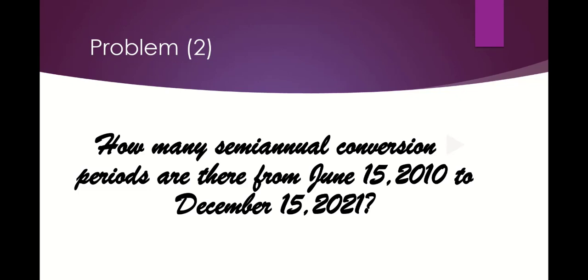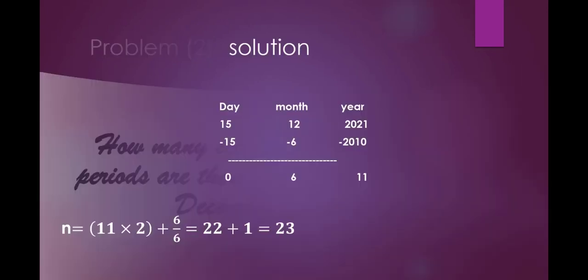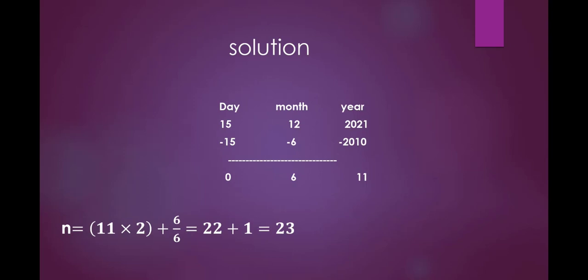And to calculate the number of periods at this distance of time, we need to follow the next step. We will start with December 15, 2021 minus June 15, 2010. So the total time here equal 11 years plus 6 months. So n will be equal 11 times 2 plus 6 over 6 equal 23 periods.